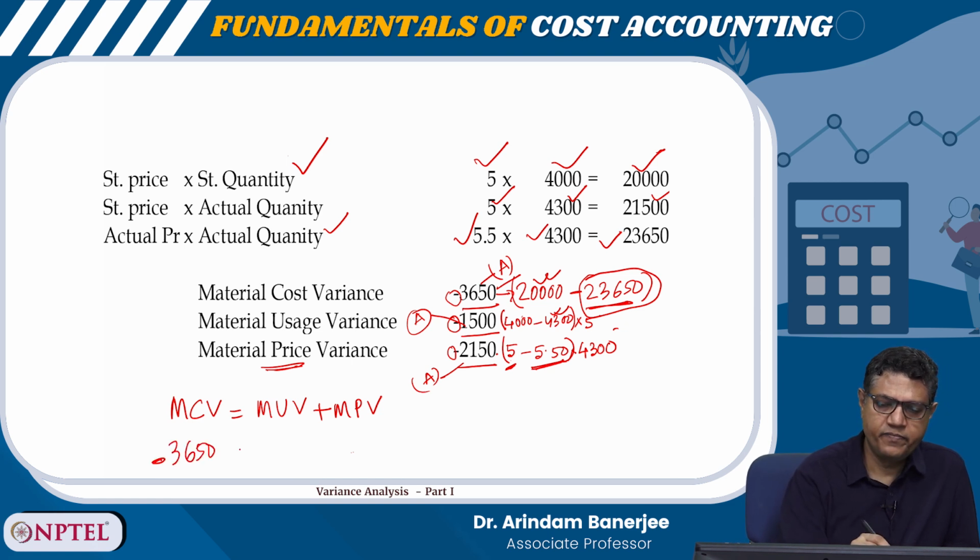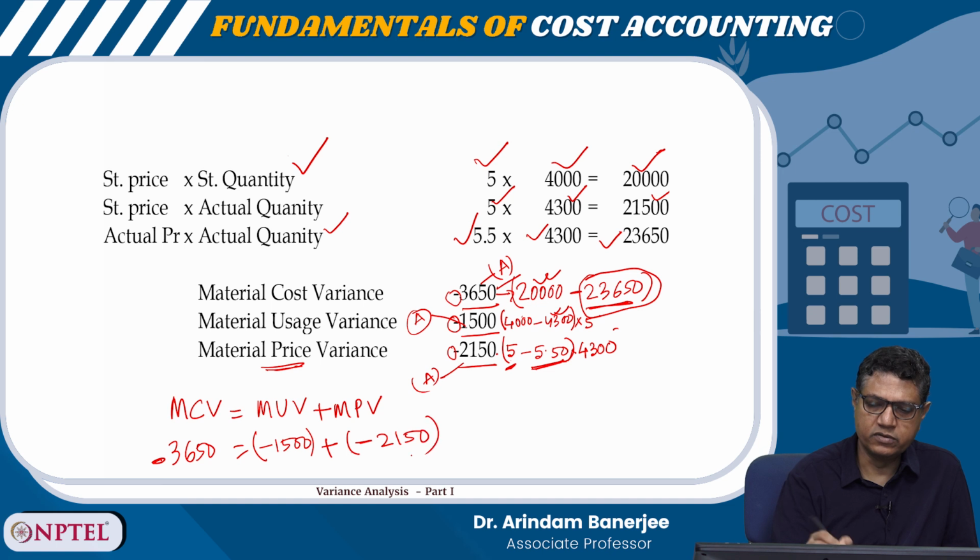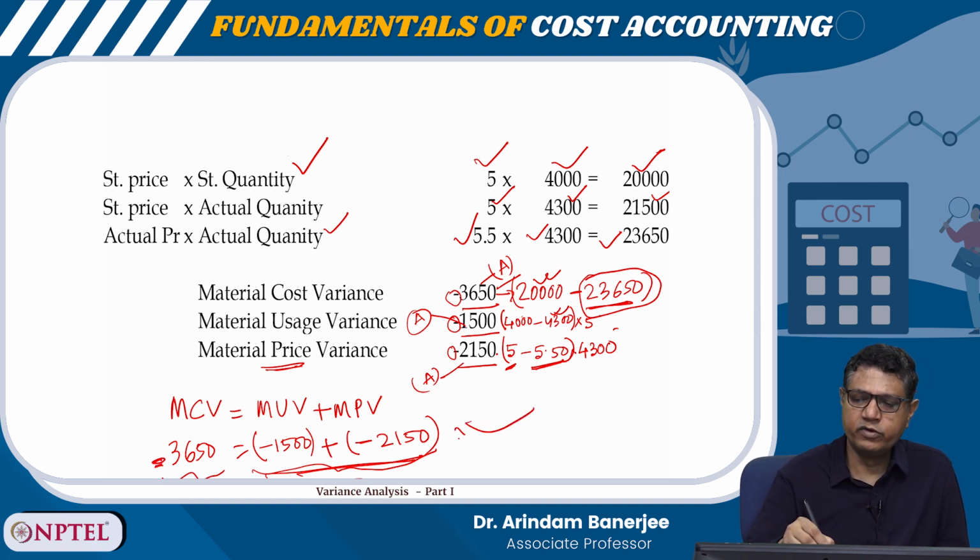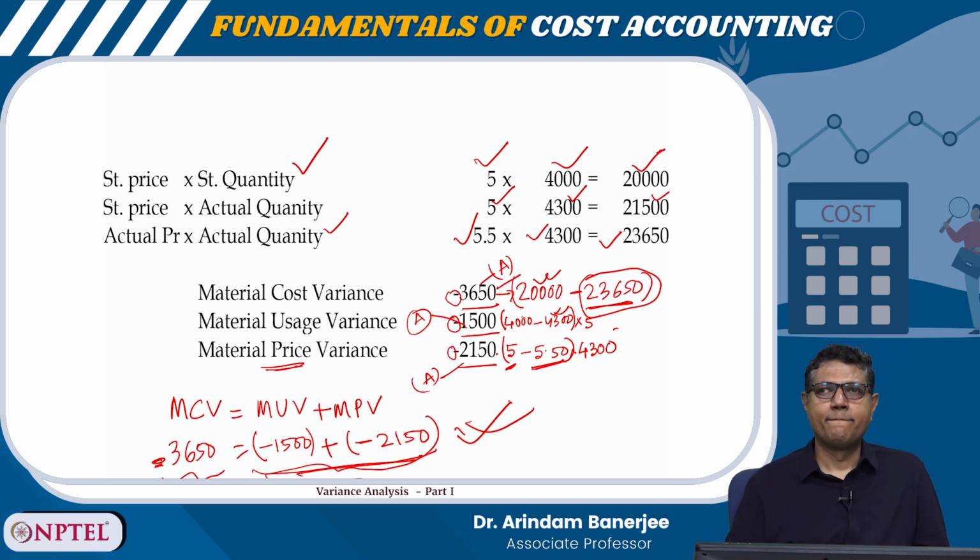3650 minus is equal to, what is my material usage variance? Minus 1500 plus minus 2150. Fine. So now if you add these two, you will get 3650 minus, right? This total is 3650 minus, and this side is also minus 3650. So that means our calculations are correct. Fine. So this is an example of how the material cost variance can be calculated.